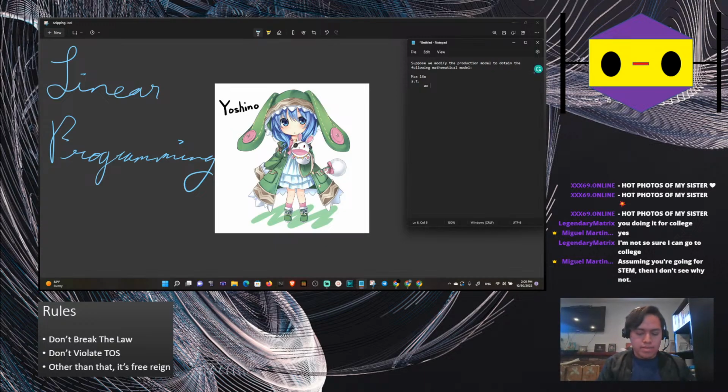A X less than or equal to 50. I don't know why, but it's not loading. X is greater than or equal to 0. So then from there.